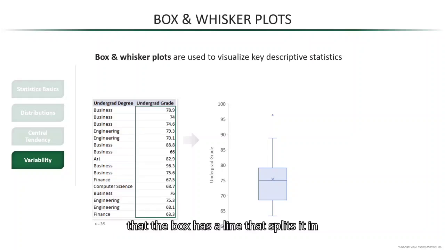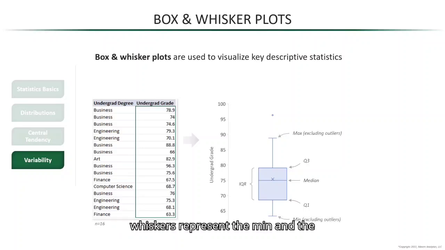Now you'll notice that the box has a line that splits it in two. The bottom of the box represents the first quartile, the top represents the third quartile, and that line in the middle is the median, which means that the entire box represents the interquartile range, so we know that inside this box we have the middle half of all the values.